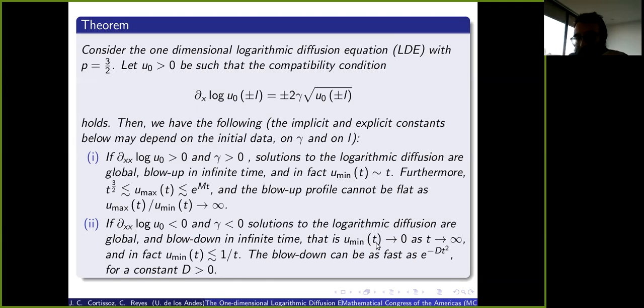So you see, you cannot have a solution of the logarithmic diffusion equation if the minimum of the solution becomes zero at a finite time. You have a problem, because you have to compute its logarithm to continue the solution. Well, this theorem says, don't worry, it won't happen in finite time, but in the end, when all ends at infinity, it will reach zero. And the blowdown, this is interesting, because this is a very fast rate of blowdown. There are examples, we can produce examples of solutions to the logarithmic diffusion equation that blow down as fast as this, as e to the minus d t times t squared.